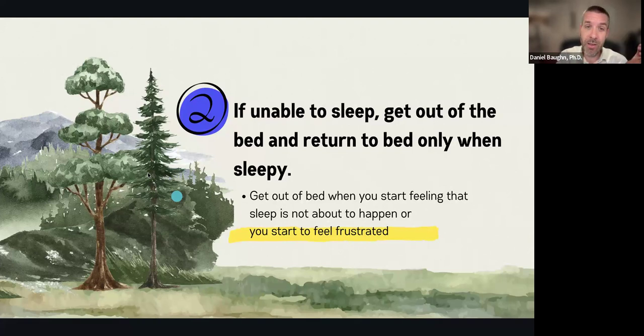I want you to go to your living room, go to your kitchen, go to your dining room, go somewhere else. Keep the lighting low. I mean, definitely try and dim the lights and keep lighting low. But I want you to start doing plenty of what I call tired but not sleepy activities. And I've got a whole list of these types of activities.